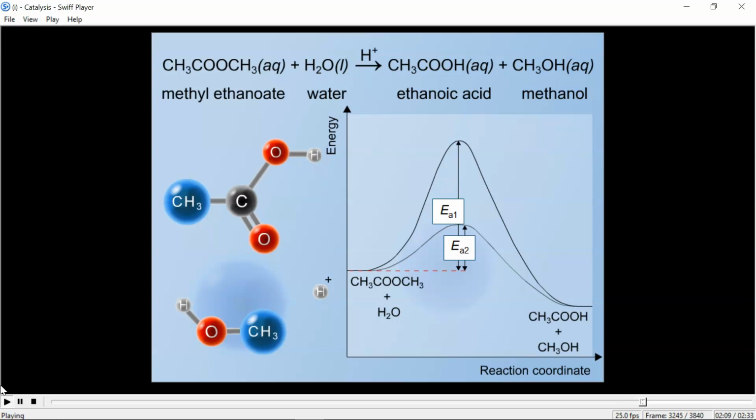Addition of acid alters the reaction mechanism. The single-step reaction with a high activation energy is replaced by a two-step reaction with a much lower activation energy. Notice that the hydrogen ion is recovered at the end of the reaction. As the catalyst, it is not chemically changed in the course of the reaction.